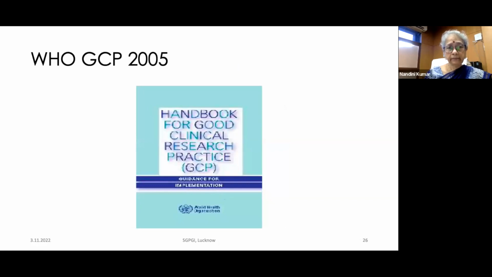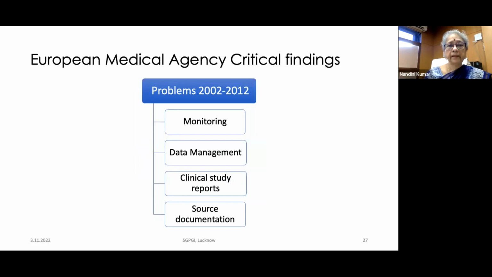And you have the WHO GCP, which was revised in 2005. It states clinical research practice, but look at the acronym, it is GCP. It has 14 principles, but they reflect the same thing as the 13 principles of GCP. Now, the European Medicines Agency wanted to find out the position of research using GCP. From 2002 to 2012, they studied and found that the weakest points were monitoring, data management, clinical study reports, and source documentation.